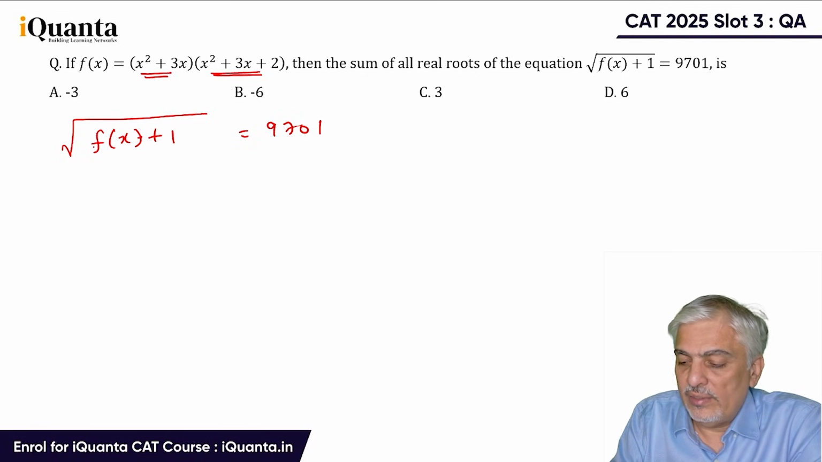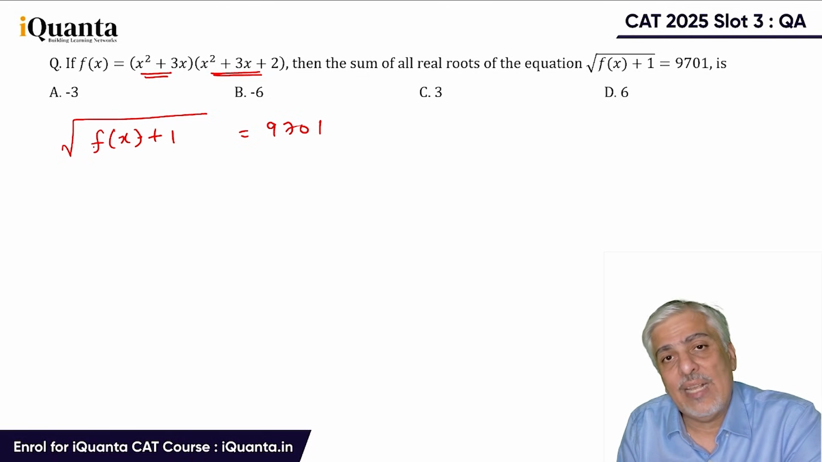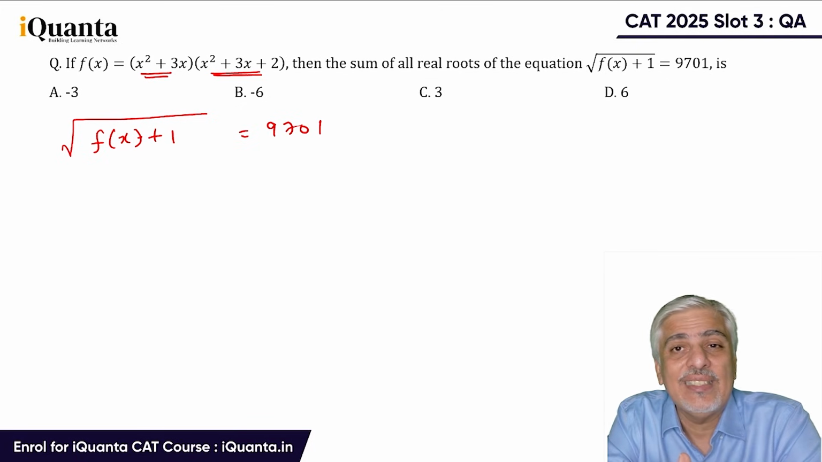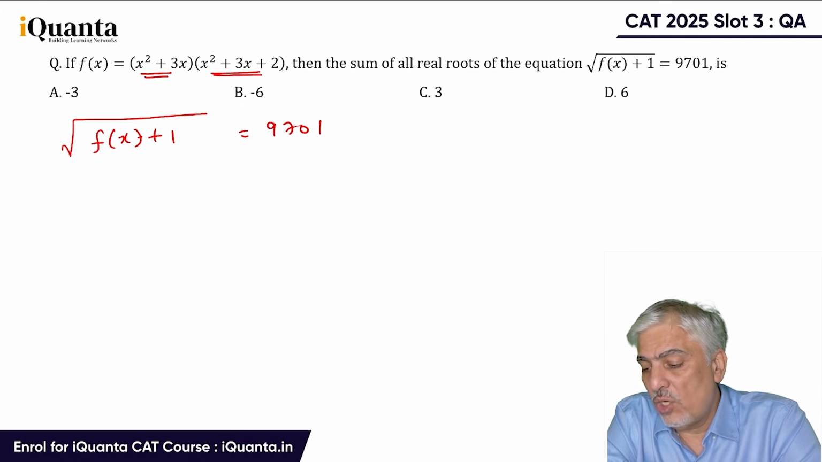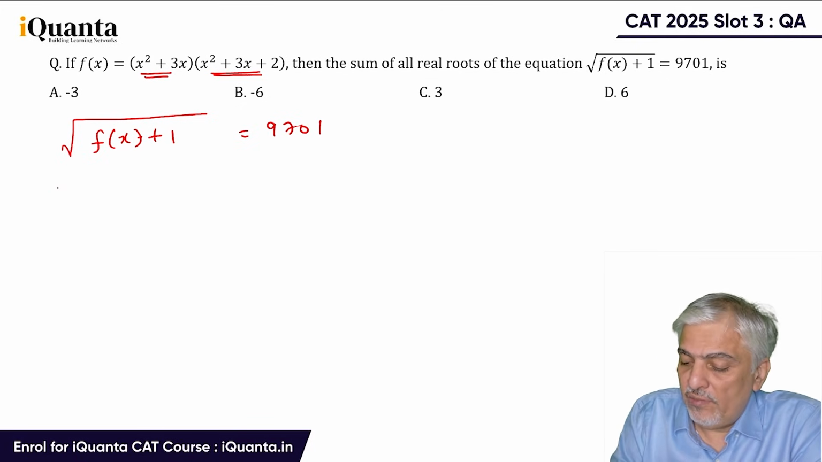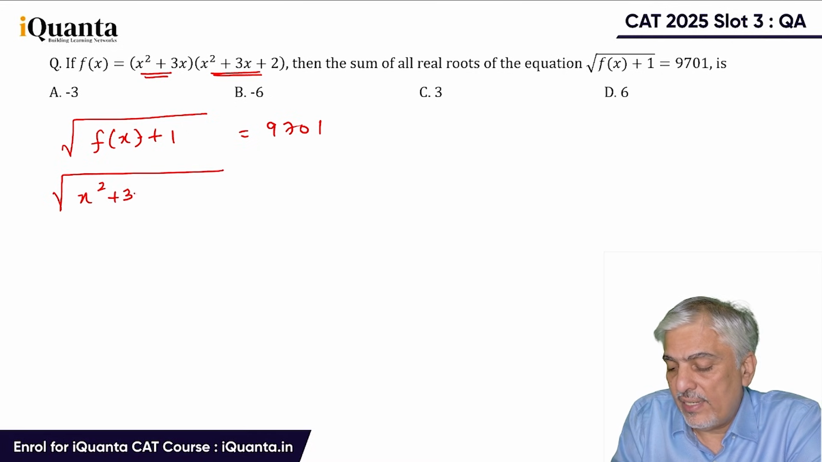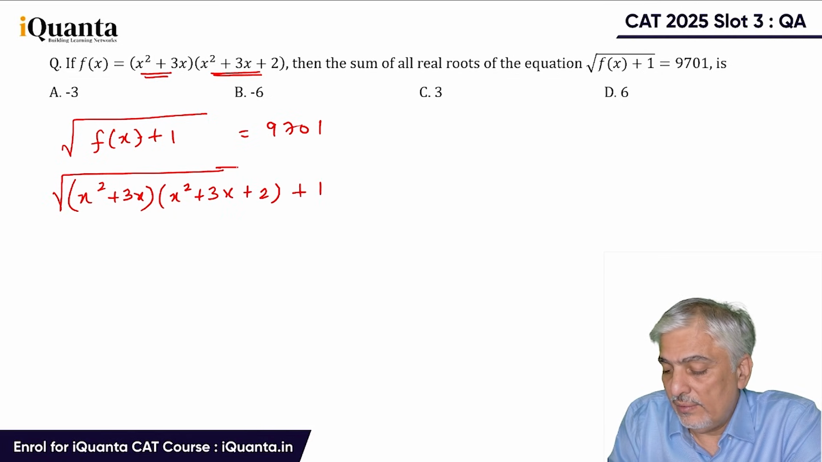Now, there is no condition over here for x. X can be anything, not like that log question where x had to be greater than 3. So here those conditions are not there. Okay. If I put the function over here, so what will I get? I'll get x square plus 3x into x square plus 3x plus 2 plus 1 in the square root is 9701.